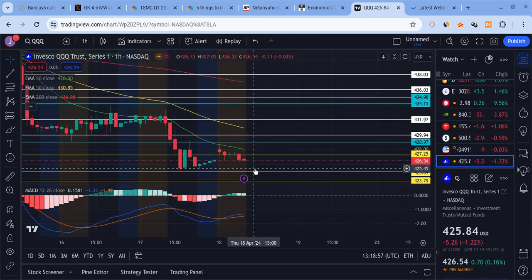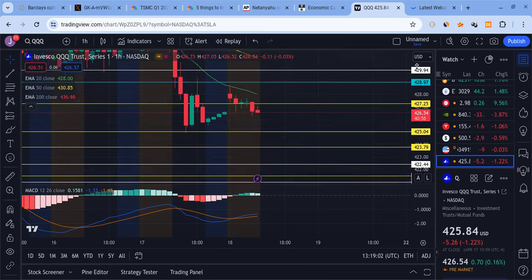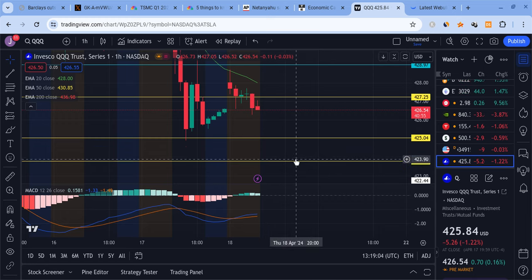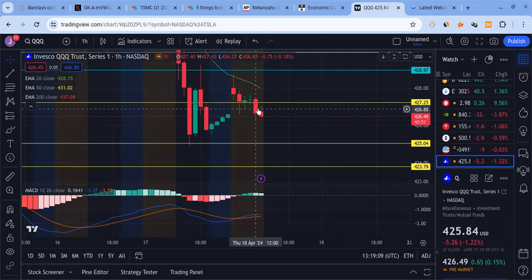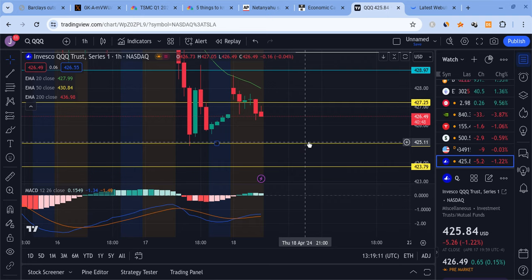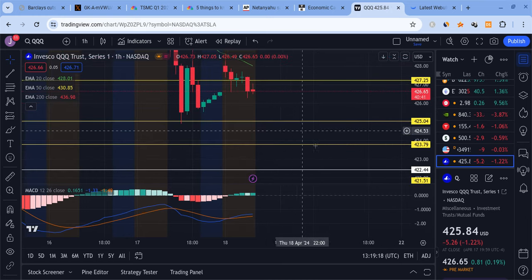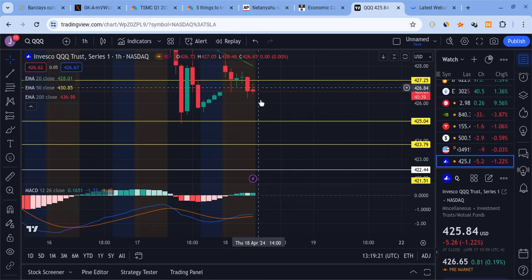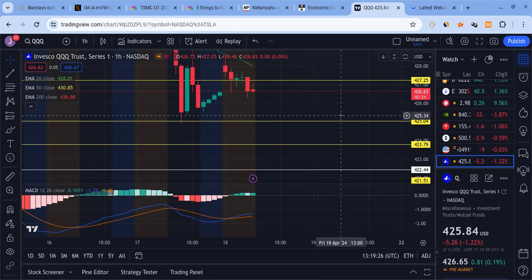For the QQQ, resistance at 427 and also 429, followed by 430. Then we have support at 423.8, followed by 422. I suspect that the QQQ is going to either try to base at 425, which is where our gap fill happened to be, or we could drop all the way down to 422.5, like all the way in this 422 to 423 range, and then we get the bounce. So either 425 we bounce, or all the way down to 422 we get a bounce. At one of those levels, the QQQ should bounce. I still project a little bit of downside could come. Could retest this area, and then we'll see how it reacts to that.